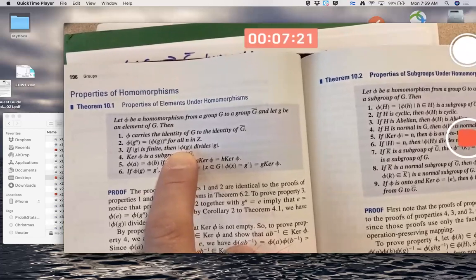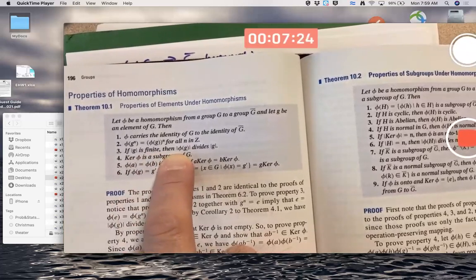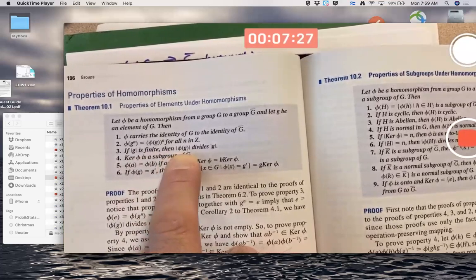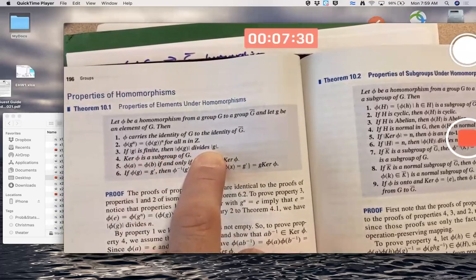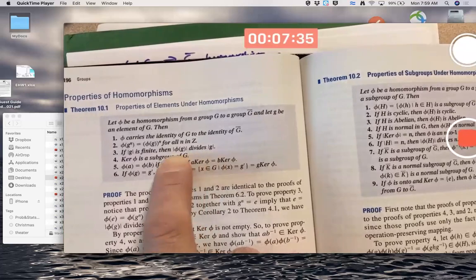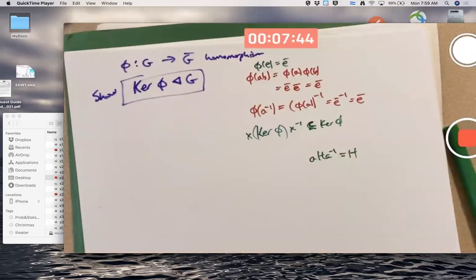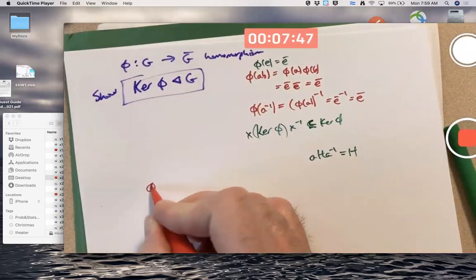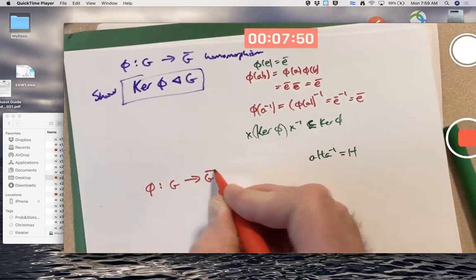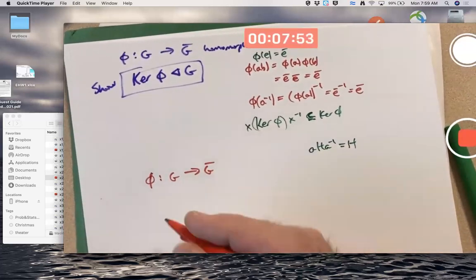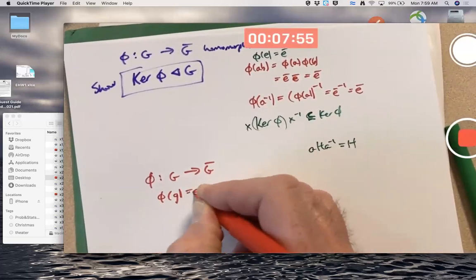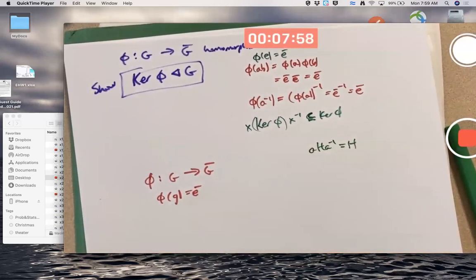Line 3 here. If the order of G is finite, with isomorphisms the order of phi of G equaled the order of G. But with homomorphisms that are not necessarily 1-to-1, they're not necessarily equal, but this one divides that one. You could get something smaller for the order. As an extreme example of this, by the way, if G and G bar are groups, there is always at least one homomorphism from G to G bar, and that is to map everything to the identity. That would be a homomorphism no matter what G and G bar are.